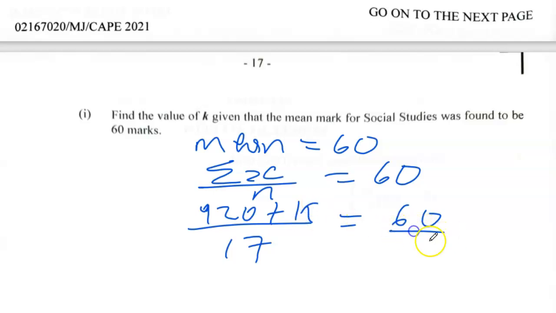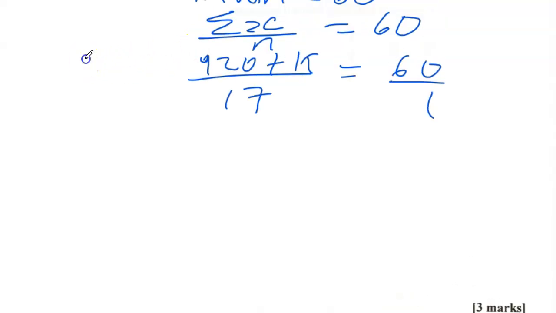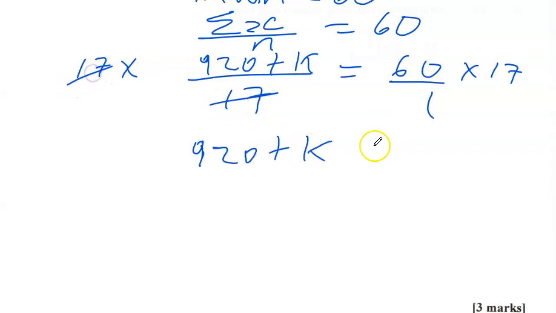plus k. And of course, to solve for k, we can multiply both sides by the denominator, by 17. So we end up with 920 plus k, and then 60 times 17, what's that? That's 1020. And we can subtract 920 from both sides. So k is 100.